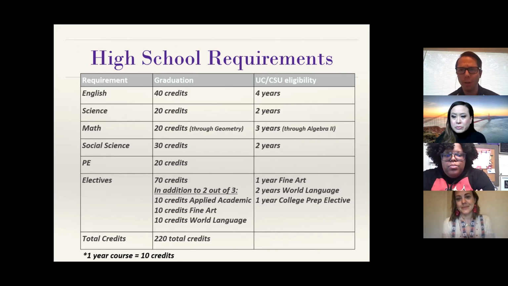And if you ever have questions, you're not sure if you're eligible, or you're not sure if you are on track, or you messed something up or whatever, you can always contact us, and we are more than happy to do a review with you and double check everything to make sure you're on track for either high school graduation or for college eligibility. And this slide is also available on the Monte Vista website on our guidance page, so feel free to check that out as well. It's always there at your fingertips.